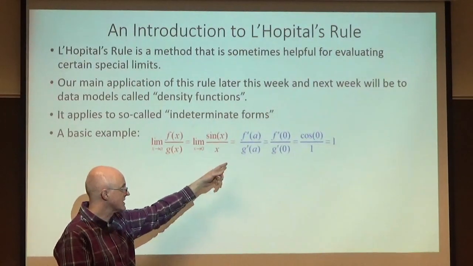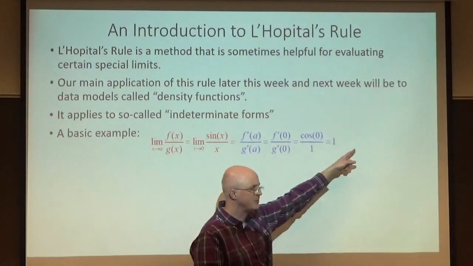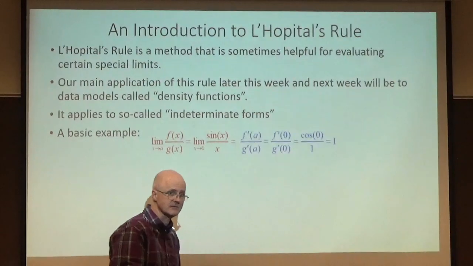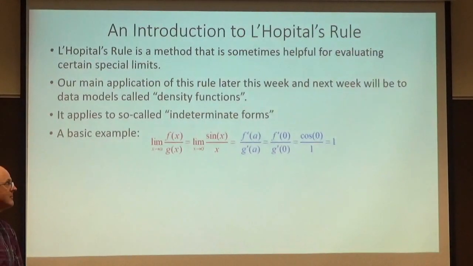In that situation, as long as we're not dividing by 0 here, I should have added, as long as g prime of 0 is non-zero, this ratio will be the answer. Take the derivative of the top, plug in 0. Take the derivative of the bottom, plug in 0, and form that ratio.